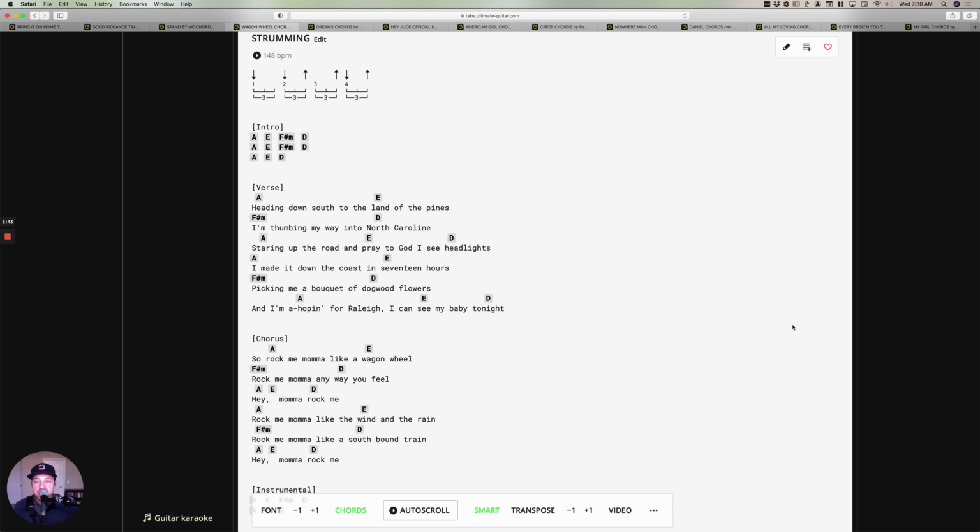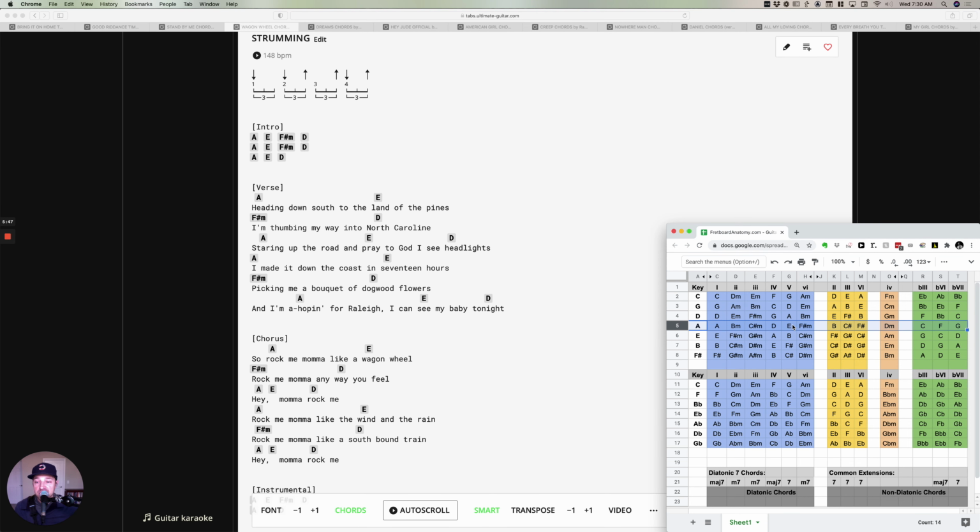Let's do one more easy one. Same key. Kind of the same chords, different order. Starts with the same A. Thinking, yeah, definitely this one's also in the key of A because it's got A, it's got E, it's got F sharp minor, and it's got D. This is a super common chord progression.